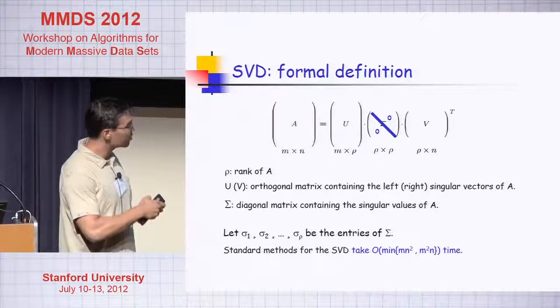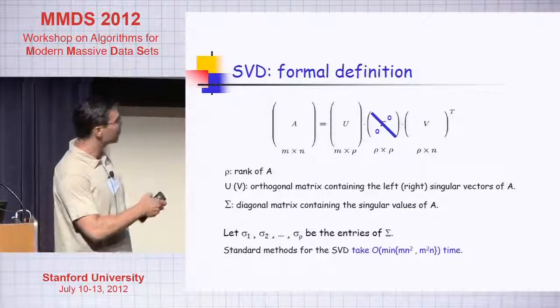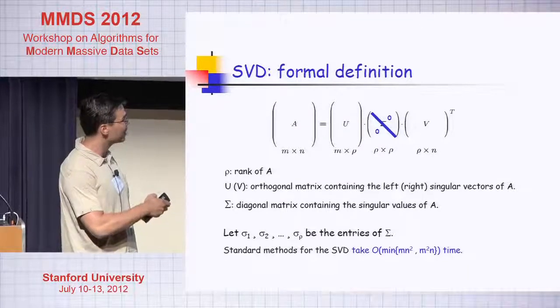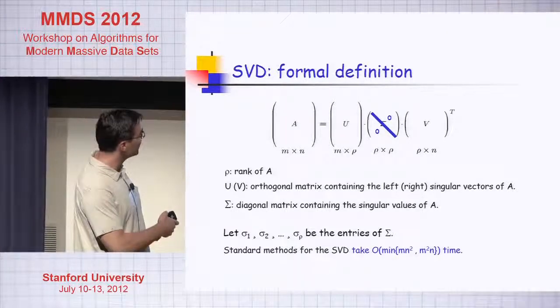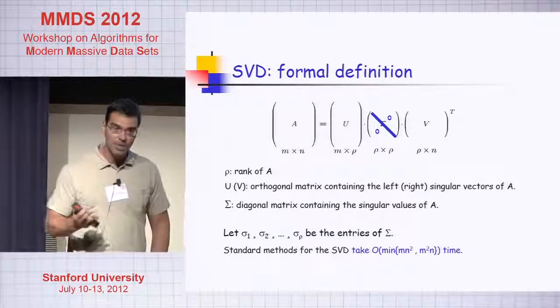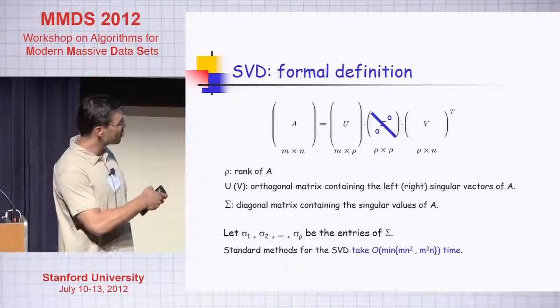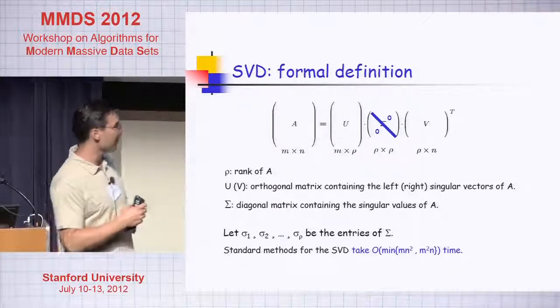Sigma is the matrix of singular values. It is diagonal. And by convention, I have the largest singular value here, the smallest one down here. Notice that I'm going for a form of the SVD where I'm looking at the rank of the input matrix A. So this is a rho by rho matrix. These are the non-zero singular values, basically.